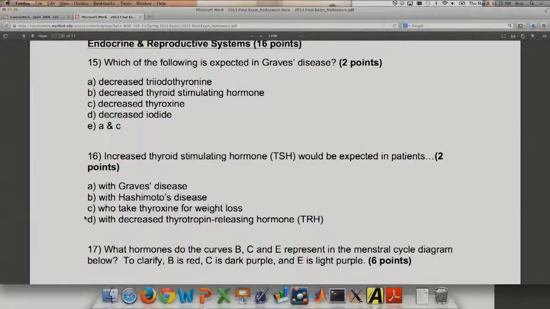What about increased TSH would be expected in patients with what? So we already determined Graves was decreased TSH, right? Let's go one by one. So let's start with D. We decrease TRH. What's TRH? So all of the endocrine things have hypothalamic, pituitary, and then gland axis. So it's always a three axis, and you should remember all three.